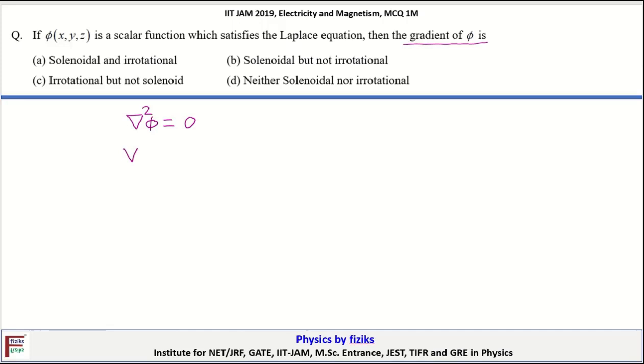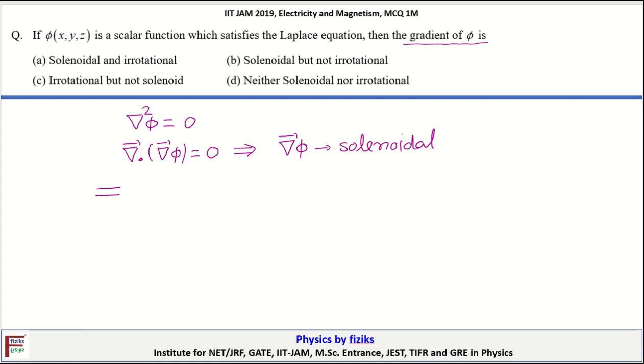We can rewrite this equation as divergence of gradient phi, so that is 0. And since divergence of gradient phi is 0, we can say that gradient phi has the property of solenoid.